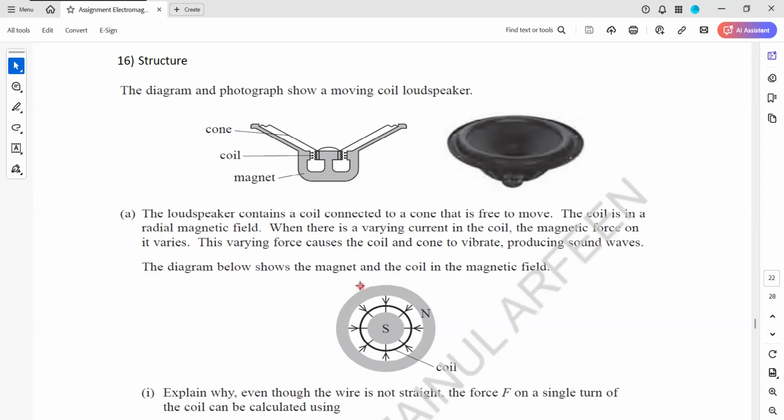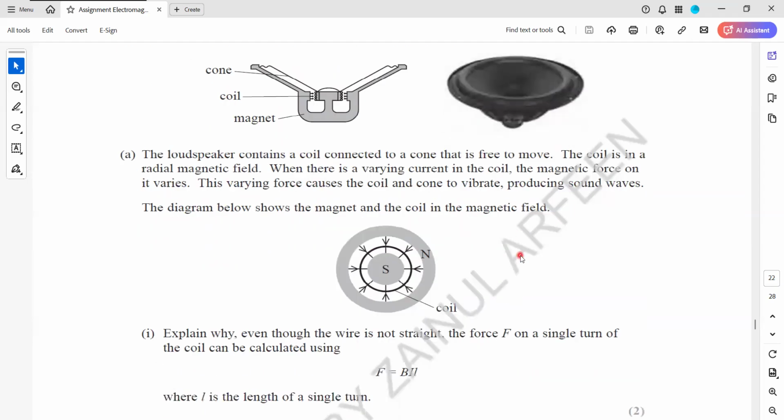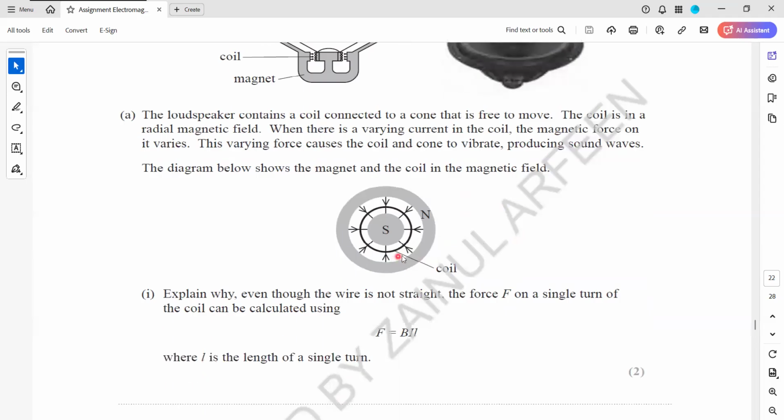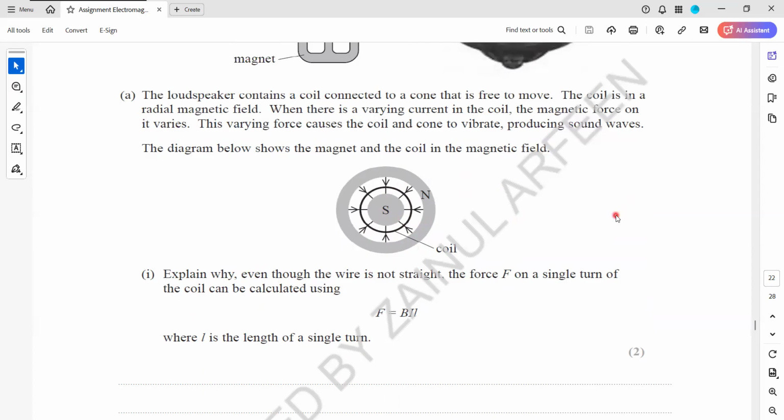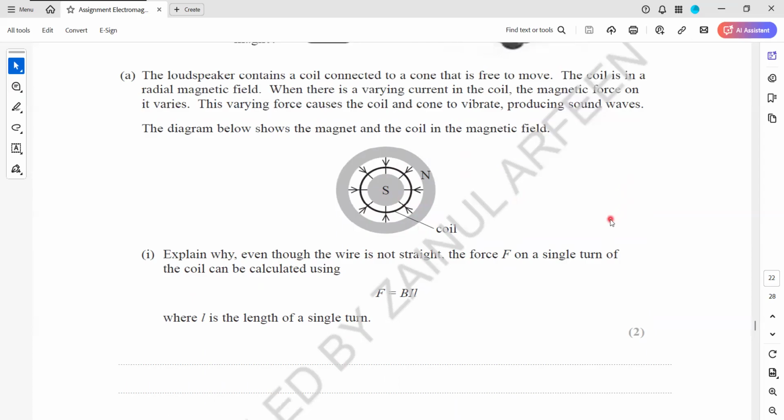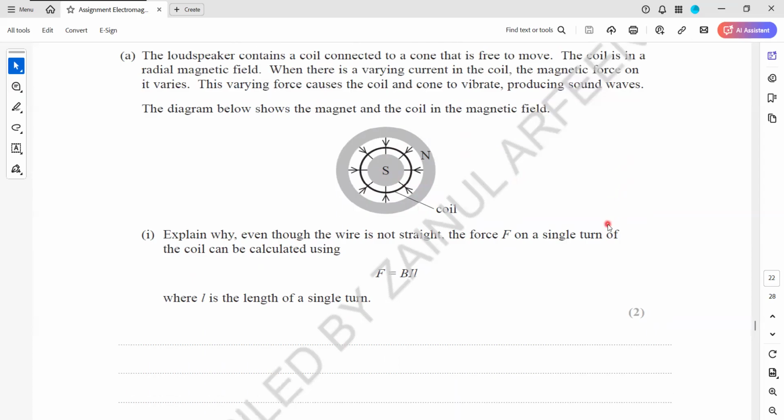The diagram below shows a magnet and the coil in the magnetic field. You can see this is a wire and this is a magnetic field. Explain why, even though the wire is not straight, the force on a single turn of a coil is calculated by using the formula F = BIL. Actually, the formula to find the force on the wire is F = BIL sin θ, and when θ is 90, we can also say F = BIL.